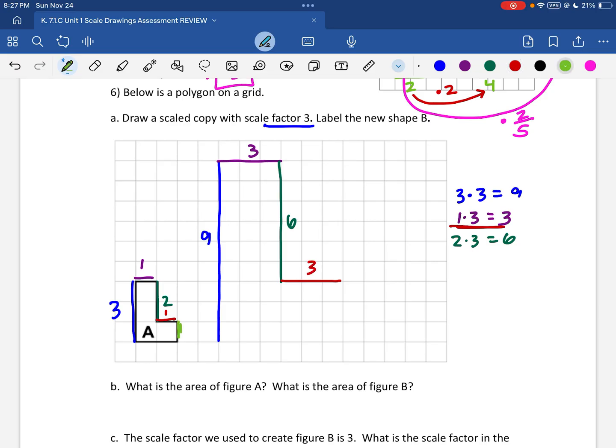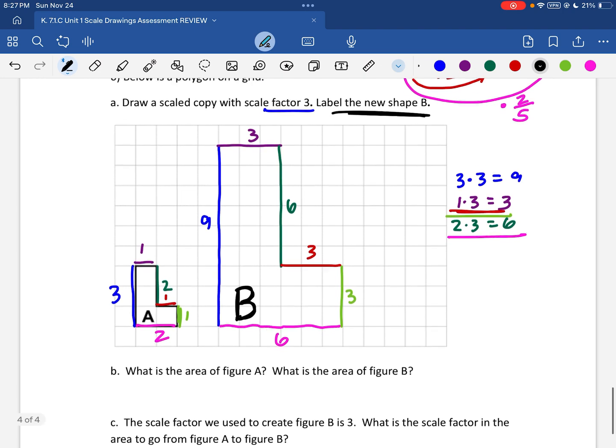Another piece that has a length of 1, already done that as well. 1 times 3 is 3, so down 1, 2, and 3. And the last piece has a length of 2. Already did that. 2 times 3 is 6. So 1, 2, 3, 4, 5, and 6. Don't forget, it says label the new shape B. So this is going to be figure B.